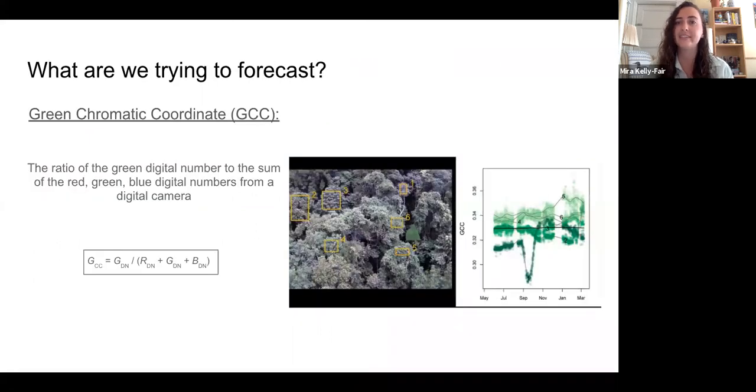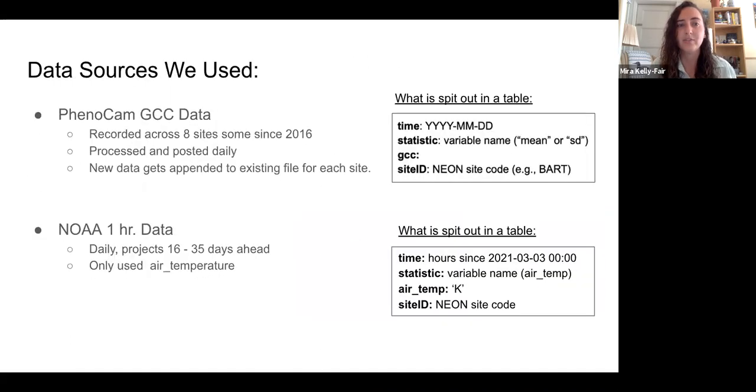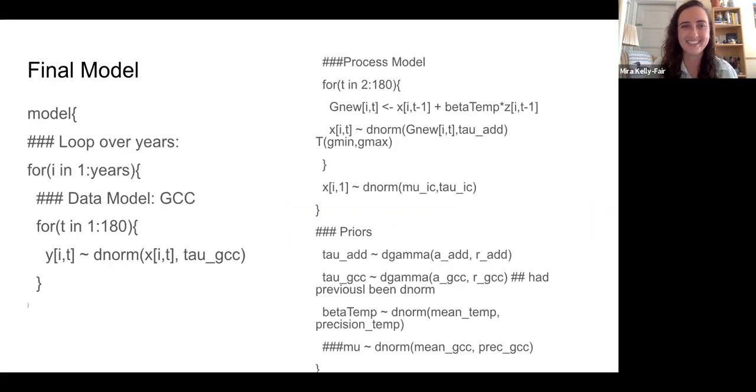So we're looking at GCC, green up, phenology, and what that is: if you were to take an image of part of a forest and look at the ratio of green to red, green, and blue pixels in a photo, that gives you an idea of how your area is greening up, and this is a common measurement around the world. So these were the data sources that we used, pretty much what everyone else was using, so I'm not going to go super far in depth on that. You all know it at this point.